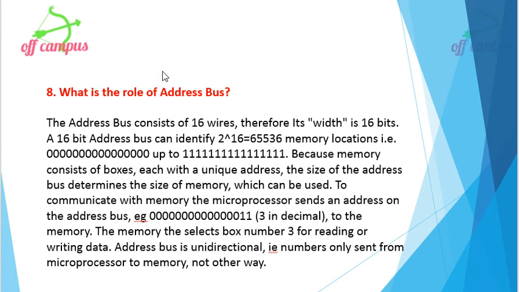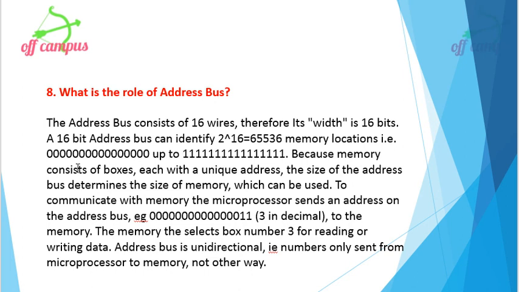The address bus consists of 16 wires, so it is a 16 bit address bus. For 1 bit it has 1 wire, so it consists of 16 wires, therefore it is 16 bit. A 16 bit address can identify 2 power 16 is equal to 65536 memory locations. So it has 65536 memory locations, that is from 0000 up to 1111.